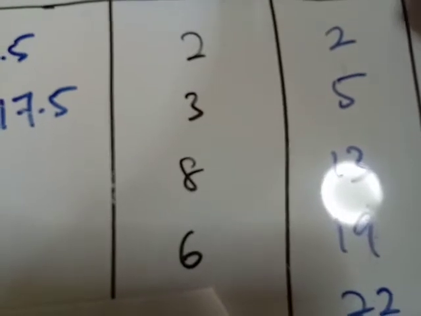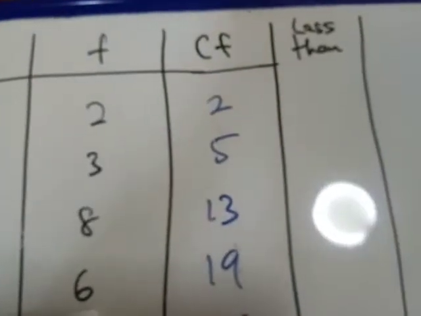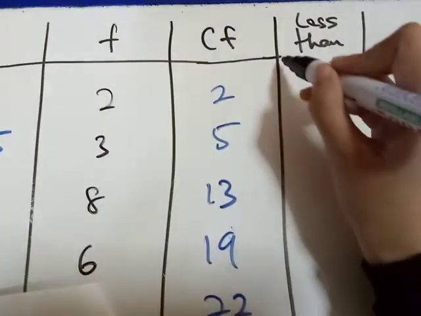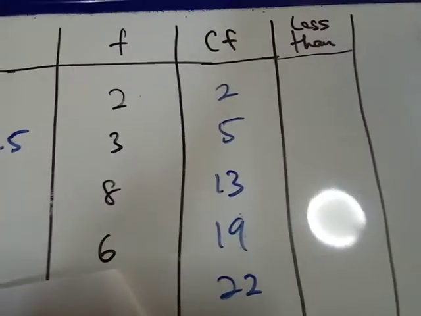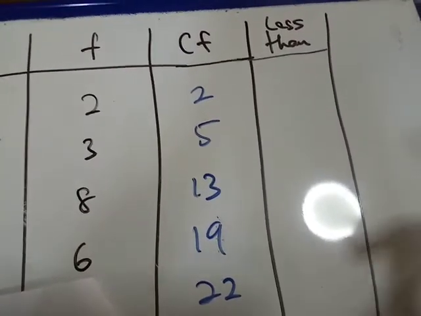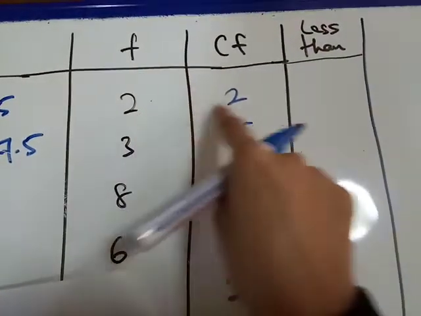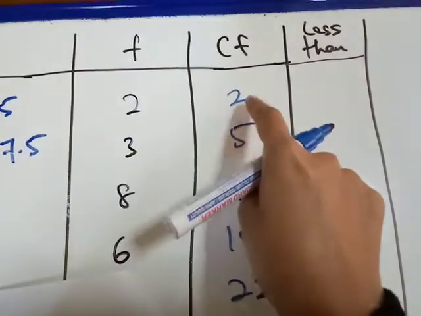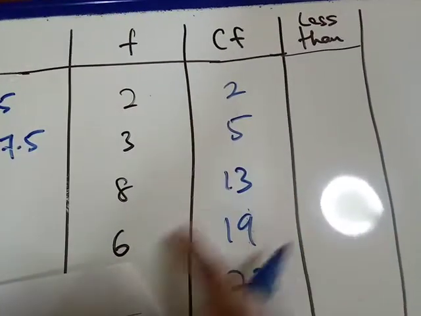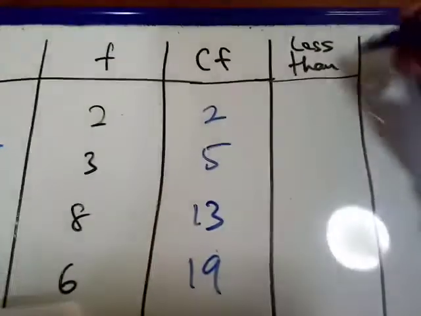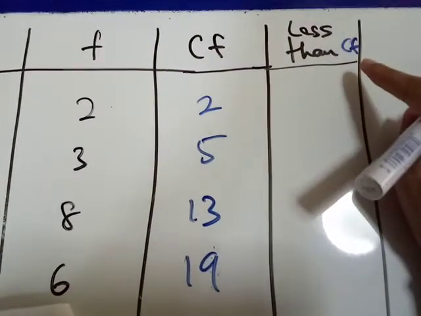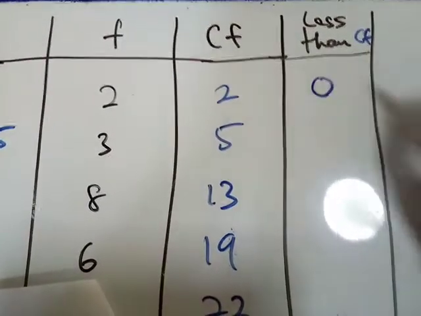This is less than. How do you calculate less than cumulative frequency? First, you have to start with 0. It is different from cumulative frequency. Cumulative frequency starts with 2. The frequency for the first class starts with 2. 2 plus 3 gets 5, 5 plus 8 gets 13 and so on. For less than cumulative frequency, you have to start with 0.